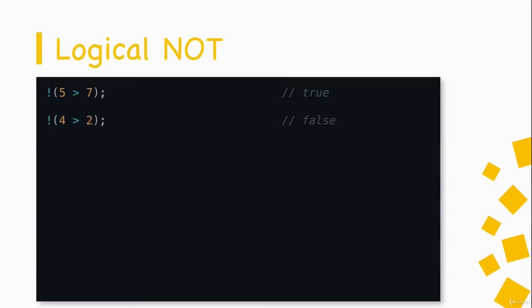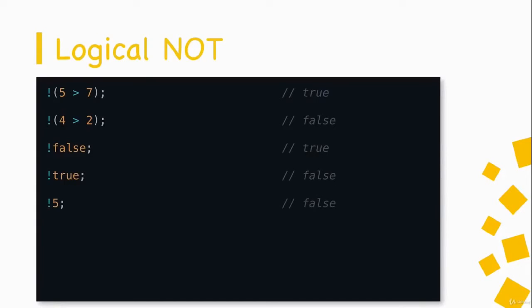Similarly, logical NOT 4 is greater than 2 returns false, because 4 is greater than 2 is true, and logical NOT true means false. And of course, logical NOT false is true, because remember, logical NOT inverses the Boolean value. So logical NOT false actually inverses false to true. And similarly, logical NOT true is false.